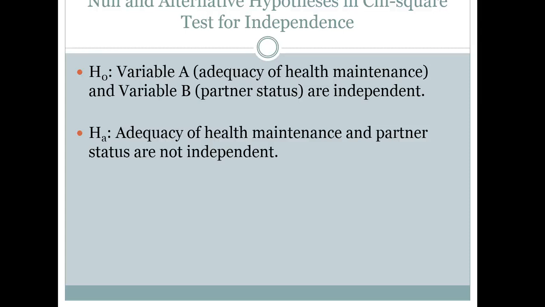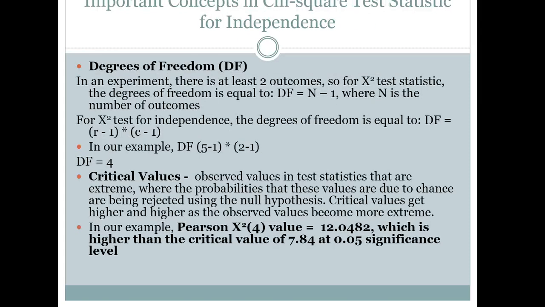So our alternative hypothesis will be stated as: the adequacy of health maintenance and partner status are not independent. So, how do we apply some of the important concepts that we've learned from chi-squared statistics into chi-square test statistics for independence? Well, let's go back to the degrees of freedom.